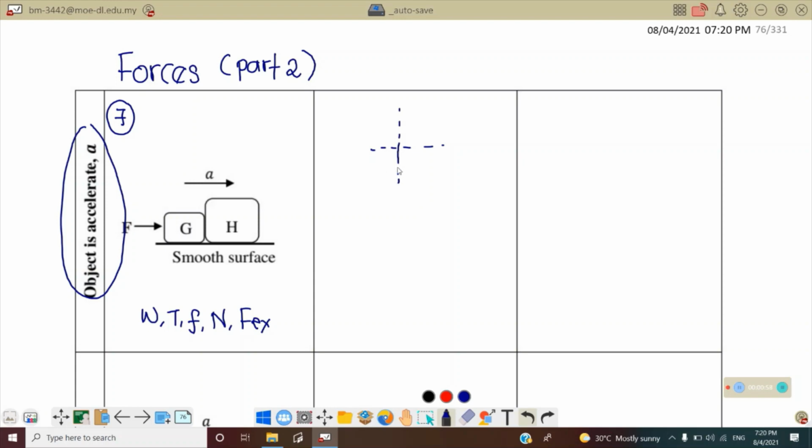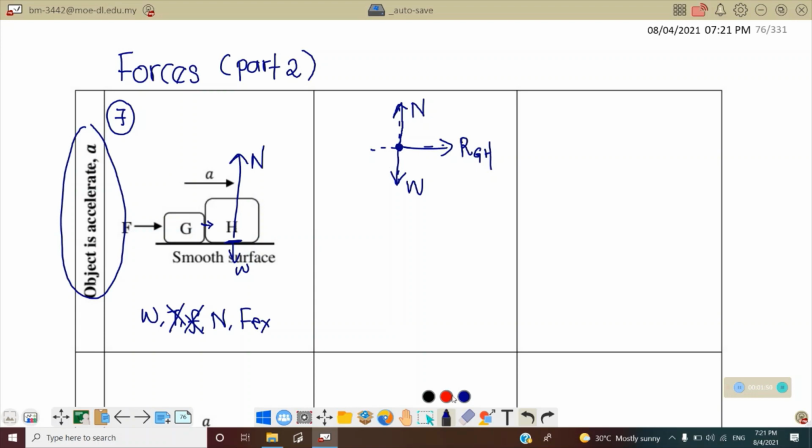For H, we have mg, the weight. Besides that, this is a smooth surface, so we don't have friction, and we don't have tension because there's no string. But we have normal force because there is a contact surface. So this is the weight and this is our normal force. I draw the normal force here, and we also have the reaction force between G and H. If we refer to H, there's a reaction force acting from G on H. So we draw the normal or reaction force of G on H. This is the free body diagram for H.